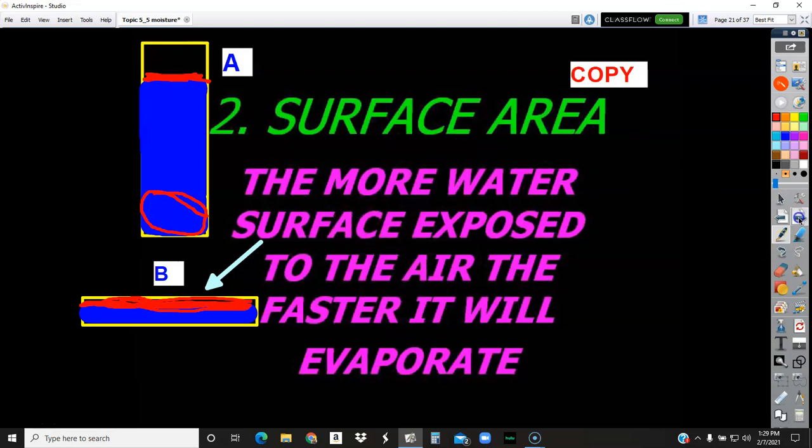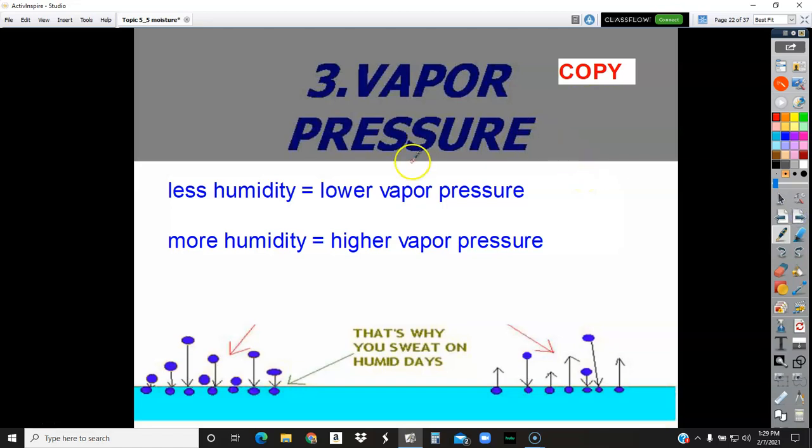That's surface area. Vapor pressure. Vapor pressure is related to humidity. So when it's dry outside, less humid, that's lower vapor pressure. On a dry day, you don't feel as sweaty because when you're sweating, the moisture is able to go off your skin and into the air because the air has less vapor pressure. So when it's a drier day, with less humidity, moisture has an easy time leaving your skin and going into the atmosphere, and you don't feel sweaty on a dry day.